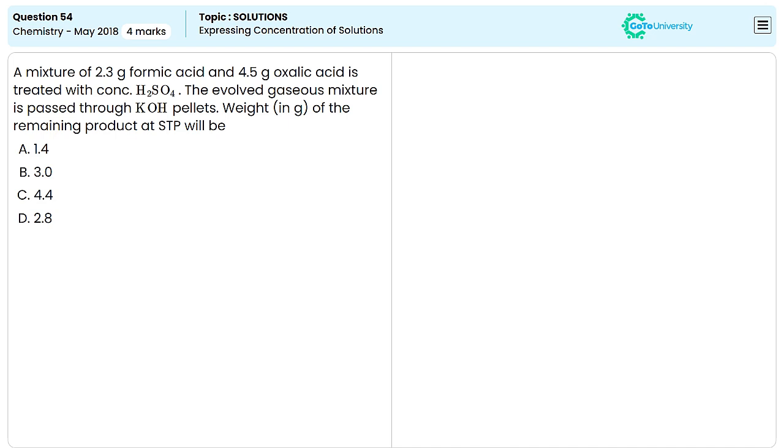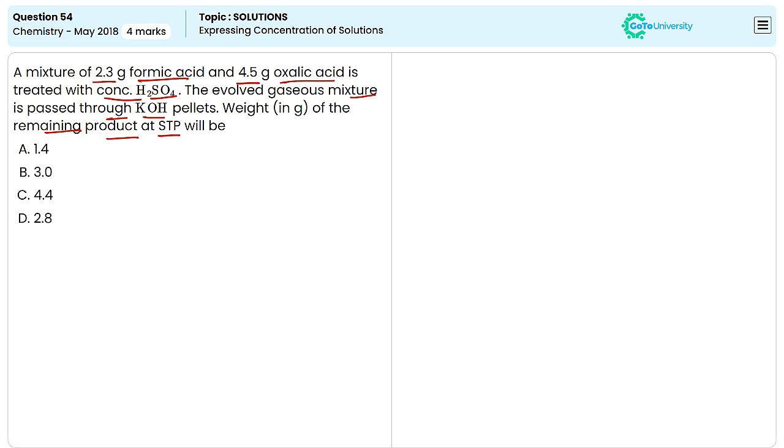A chemical reaction is given in this question, that is a mixture of 2.3 gram of formic acid and 4.5 gram of oxalic acid is reacting with concentrated sulfuric acid. Then the produced gaseous mixture is passing through potassium hydroxide pellets. Then we have to find out the mass of remaining product in this reaction mixture at standard temperature and pressure.